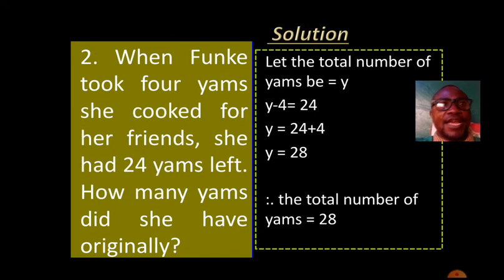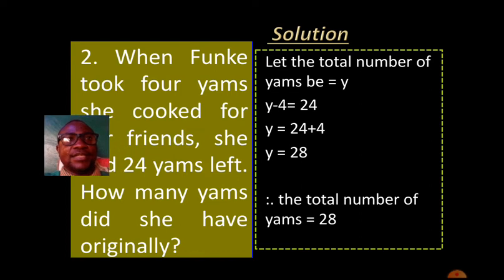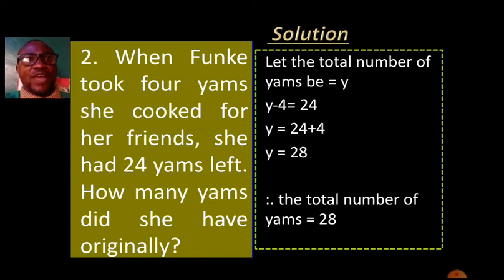Now, here, let's quickly read the question. When Funke took 4 yams she cooked for her friends, she had 24 yams left. How many yams did she have originally? This is another example of word problems on open sentence.